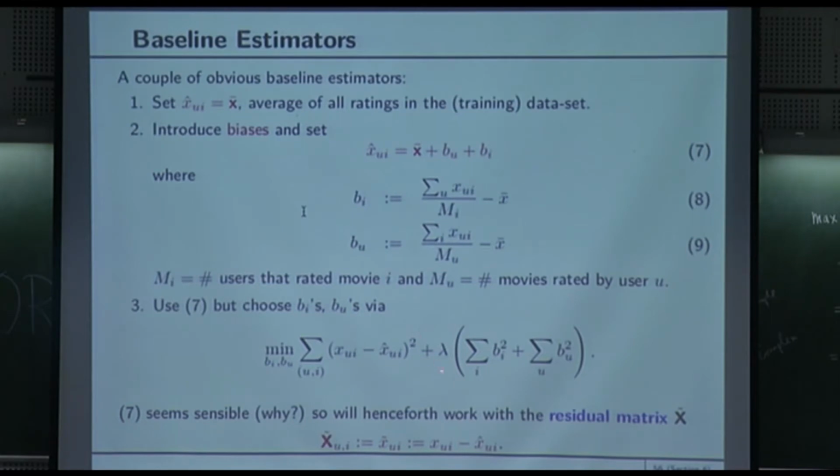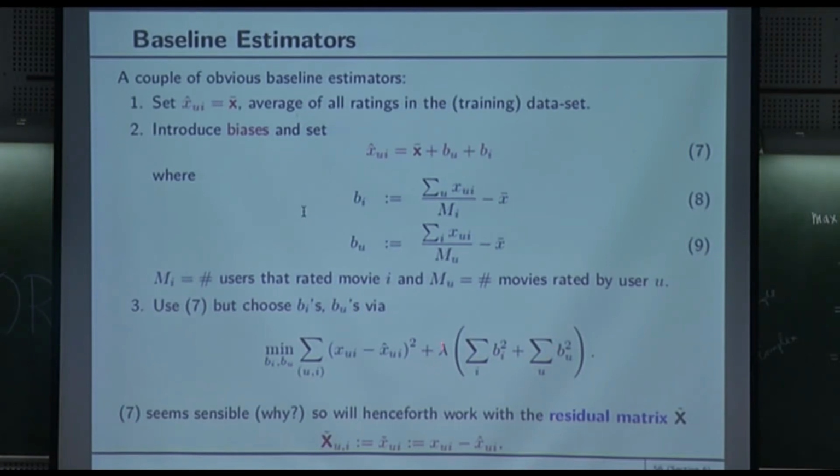If you put a regularization parameter lambda, where you're penalizing the norm of b_i squared and b_u squared, you'll get a number that is slightly different. And the residual matrix now is going to be x_ui minus x hat ui. So these are my predictions using some baseline estimators. I do all that baseline prediction, and whatever is left over, I'll call that the residual matrix. And in that residual matrix is where I'm going to do something more clever.